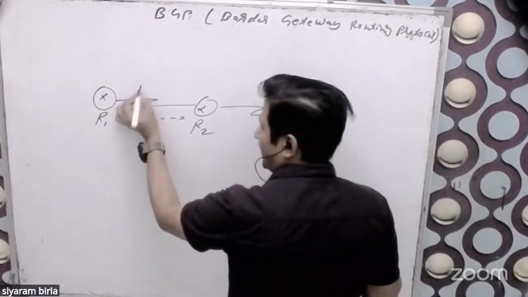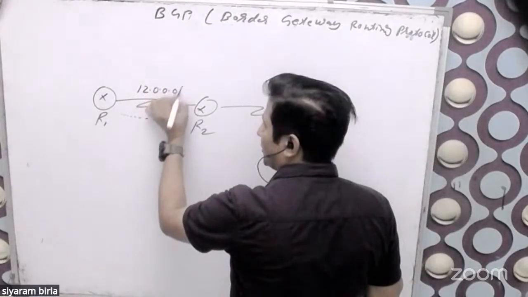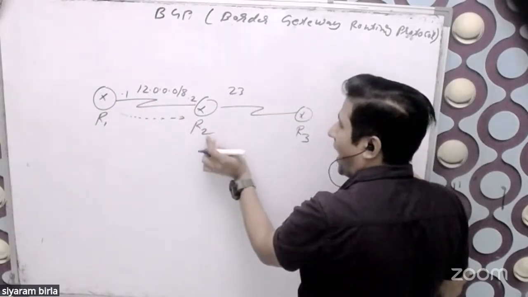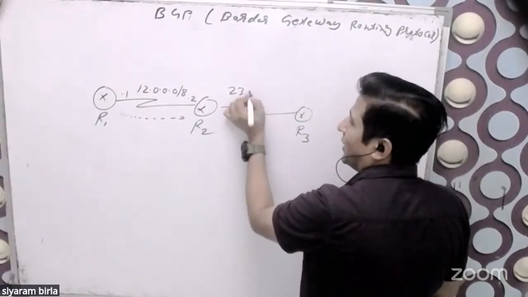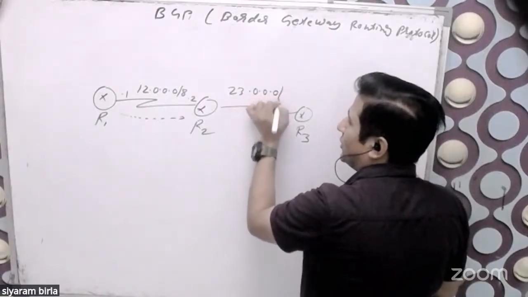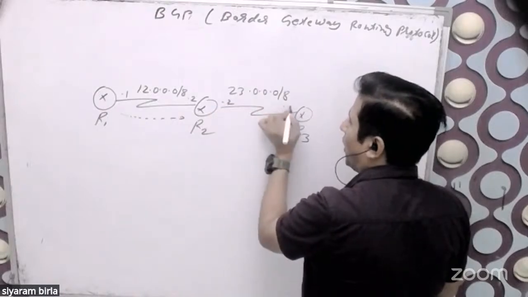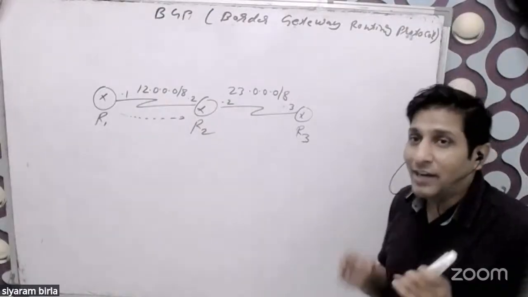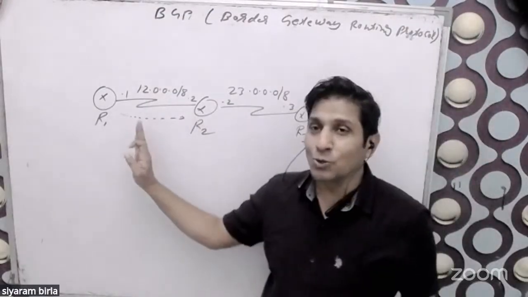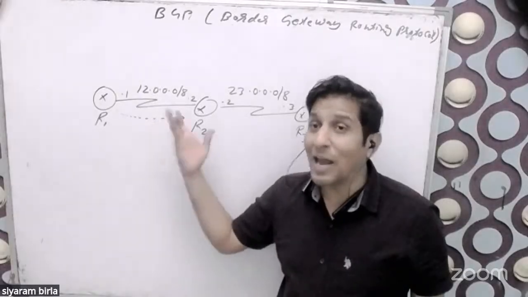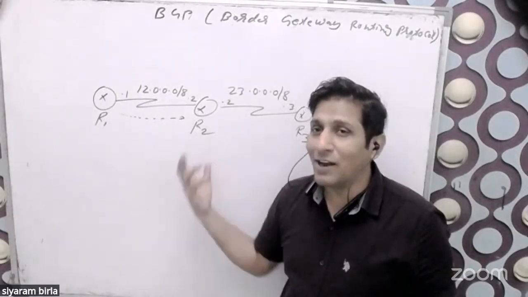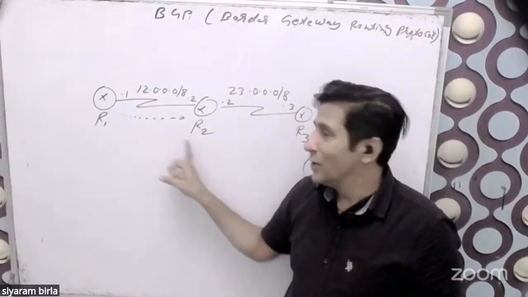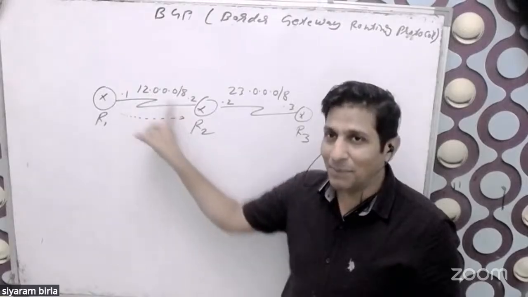Suppose this IP address is 12.0.0.0/8, .2.1. This is between R2 and R3, 23.0.0.0/8, .2.3. Let me explain. I'm teaching you BGP. In the entire BGP, I'm just using simple IP addresses. Like what kind of simple IP address? Suppose this is the R1 router and this is the R2 router. So I will pick 1 and I will pick 2.